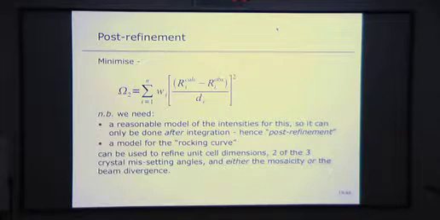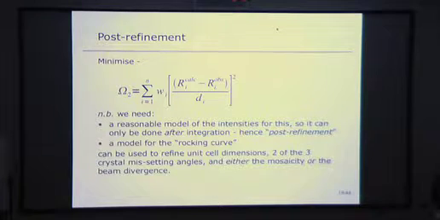But again, we can use it to refine the unit cell dimensions, just as we could in positional refinement. 2 of the 3 crystal missetting angles, which do not coincide with the 2 of 3 in positional refinement. And we can refine either the mosaicity or the beam divergence. And that's because the beam divergence and the mosaicity are very closely correlated in the way we do the refinement. So usually we have to fix one and just refine the other.